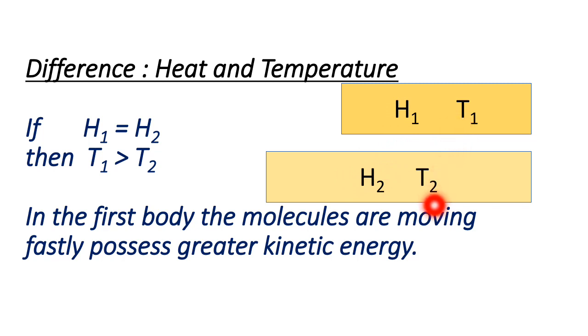Now the question arises why. So here the answer is, in the first body the molecules are moving fast, because there is very little area. And this heat H1 is because of these molecules, and the molecules possess a greater kinetic energy in the first body.